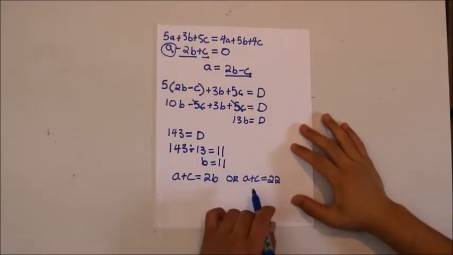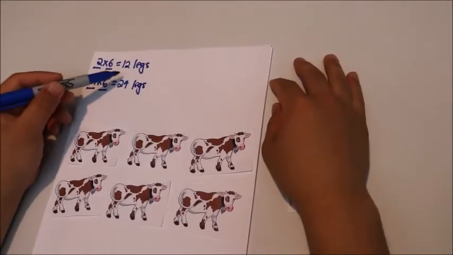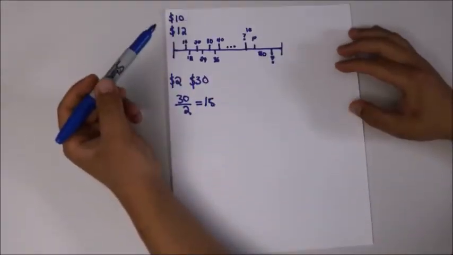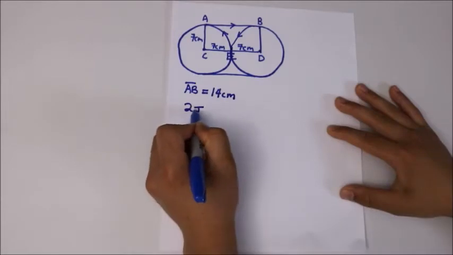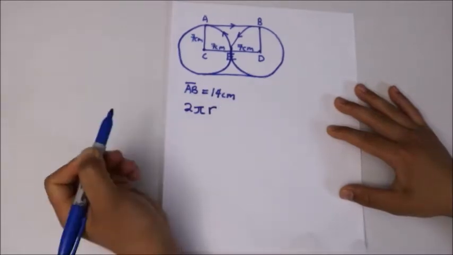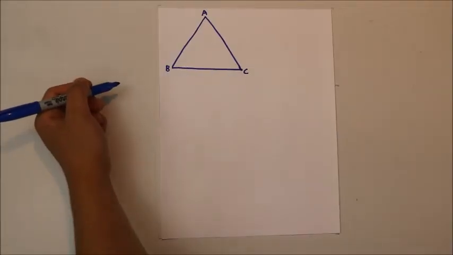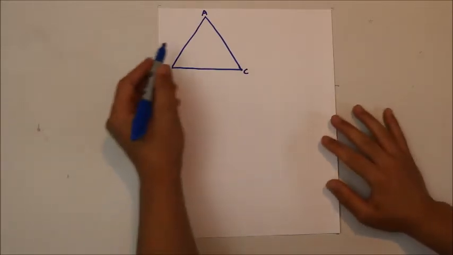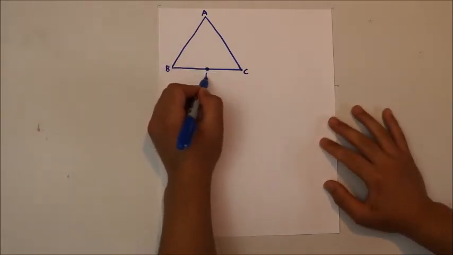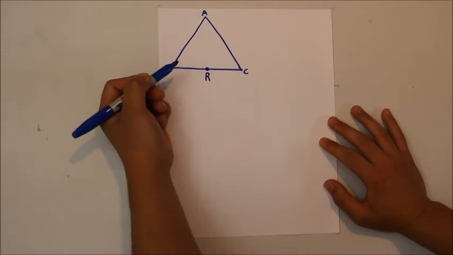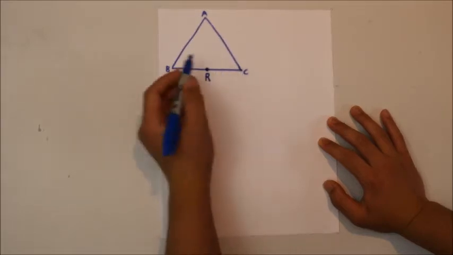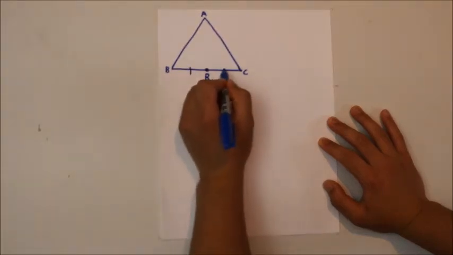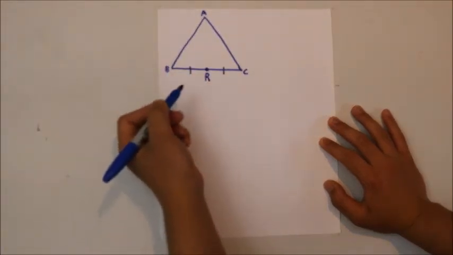Because we know that A plus C is equal to 22 and 4. In triangle ABC, point R is the midpoint of BC. The distance from BR is the same as RC, so we can just draw these little ticks to remind us that they're the same.